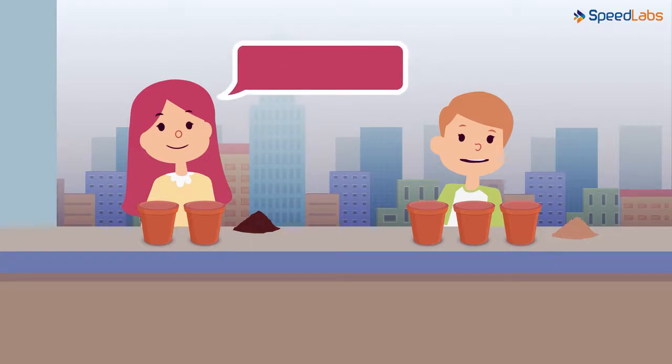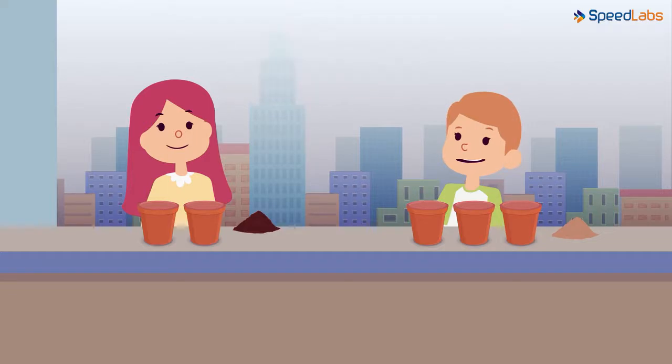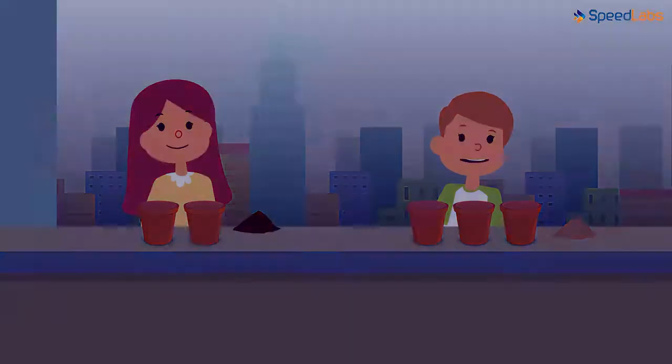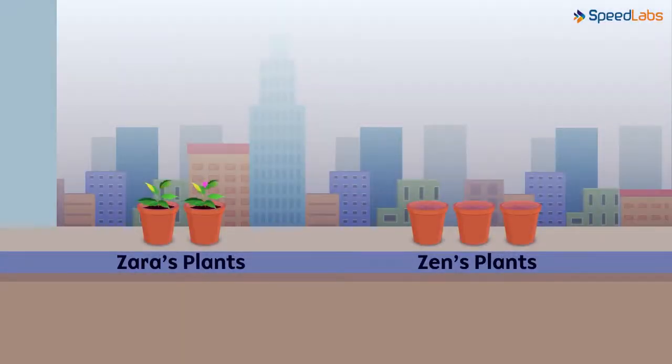Zara explained that this soil will not allow his saplings to grow well. But he was insistent on using his own soil. A few weeks later, Zara's saplings started growing so well that a few even had flowers blossoming. Zen's plants, however, did not grow at all. He wished he had listened to Zara's suggestions.